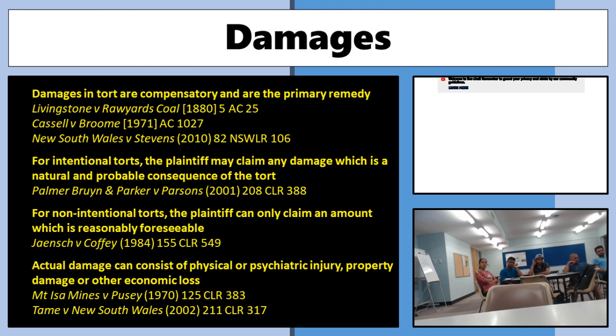We don't have any problem imposing liability on people who lie or those that actively go and whack other people. We've got no problem with that. If you whack somebody, it didn't matter that they had a soft skull. You whack them, therefore you can compensate them for everything that flows as a natural consequence. For negligence, we're not going to do that.